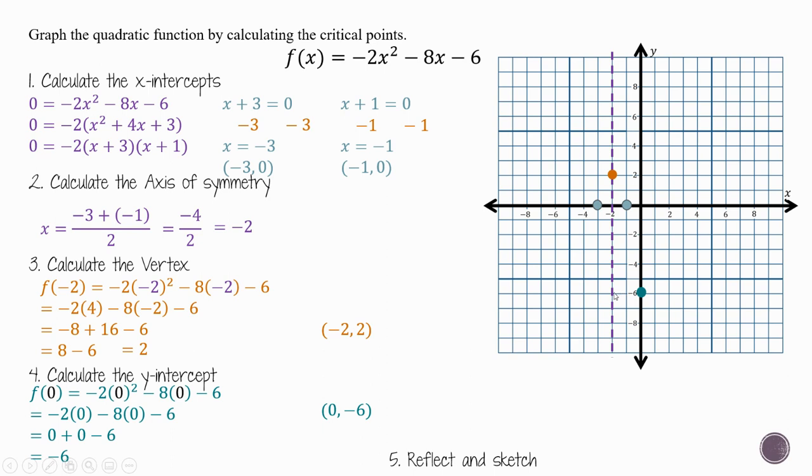And then notice that's 2 units from our axis of symmetry. So I'll go 2 units in the other direction and plot a point there. And then connecting our points with a curve, make sure we include arrows on both ends. That is our parabola. So we don't have to make an entire table. We can just find the most important points: our x-intercepts, our axis of symmetry, the vertex, and the y-intercept.